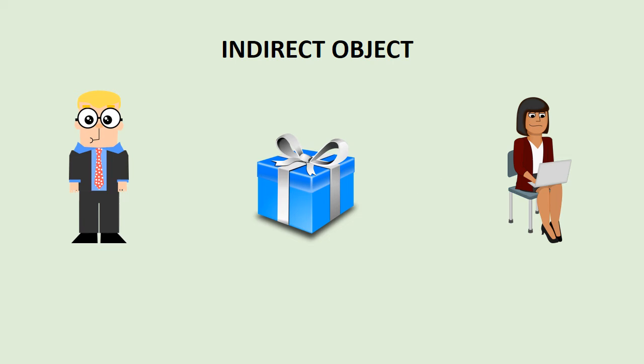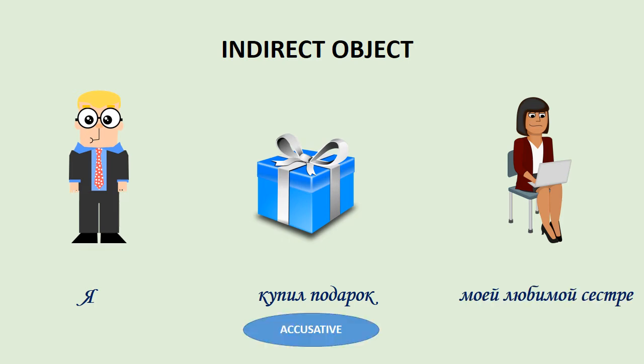So the full sentence in Russian would say «Я купил подарок моей любимой сестре». Подарок is the direct object and is in the accusative case. Моей любимой сестре is the indirect object and we use the dative for it.